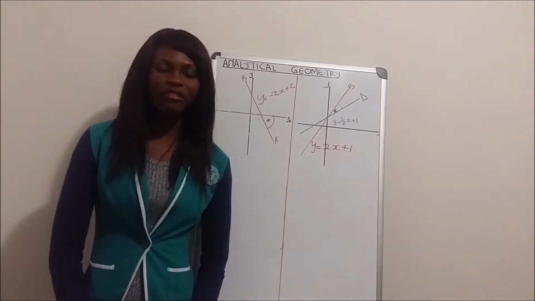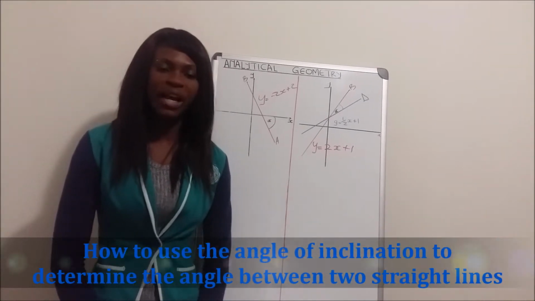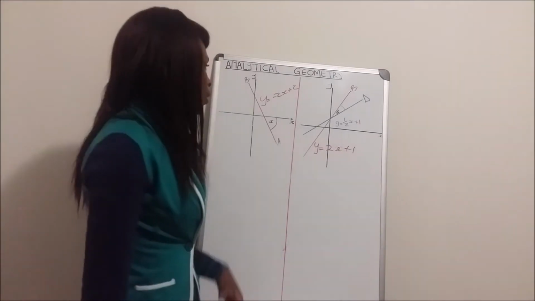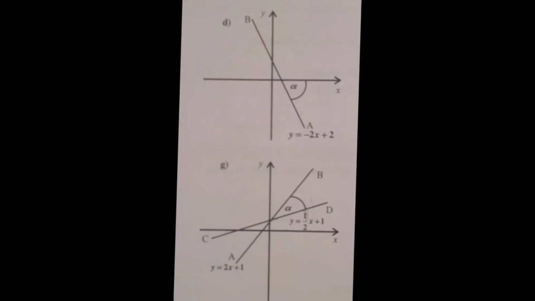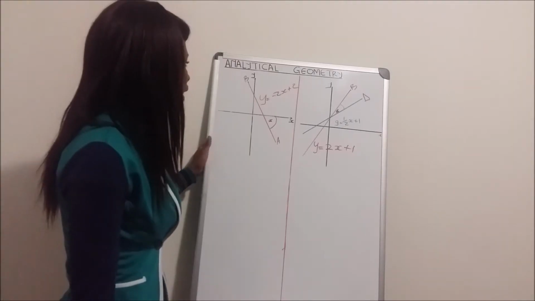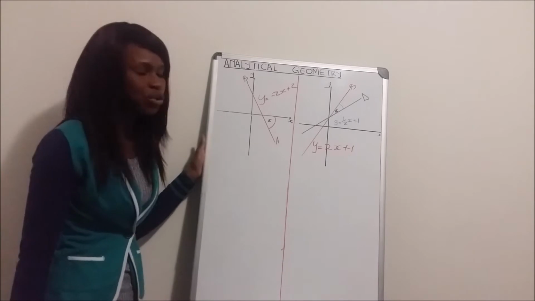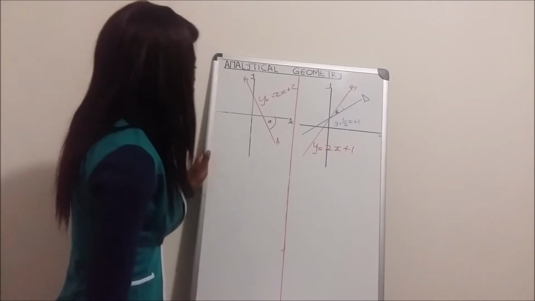In this lesson we will be dealing with finding an angle of inclination and also using the angle of inclination to find an angle between two straight lines. So we have two questions: the first one, we have to find an angle of inclination, and the second one is to find the angle between two straight lines using an angle of inclination.